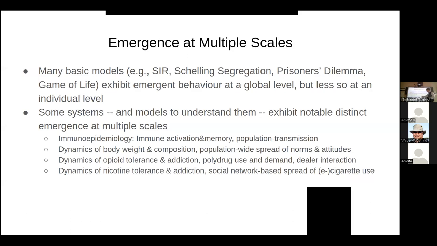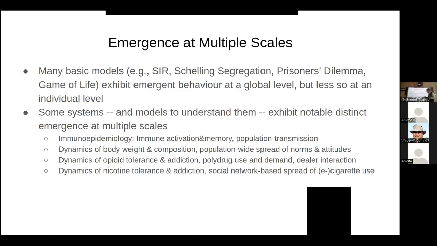Nicotine also undergoes similar things. So when people start using nicotine products, whether vapors or cigarettes, they can develop nicotine tolerance and need more to get the same buzz, and end up addicted without intending to be. And we could relate this to social network spread of e-cigarette use.